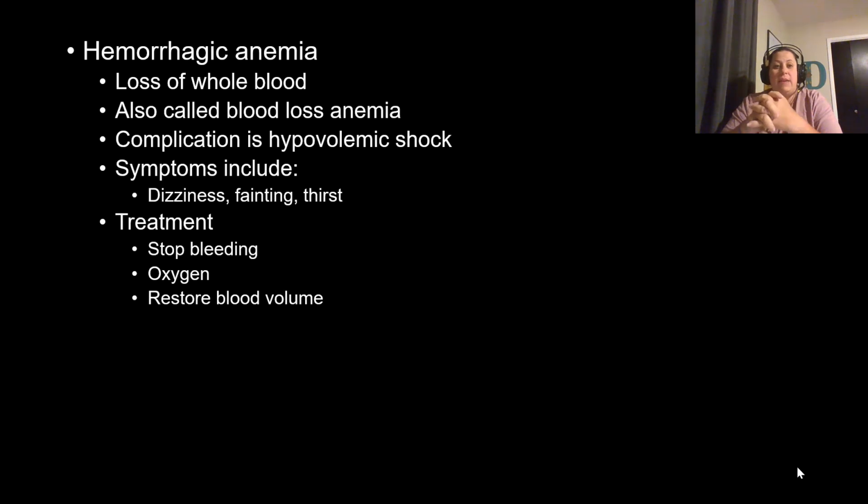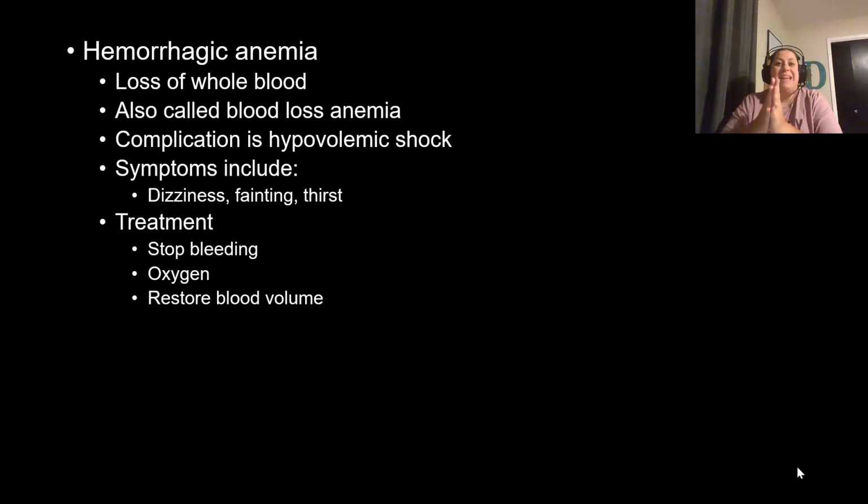Symptoms include dizziness, fainting, and thirst here. And the thirst is the body's way of trying to get more volume in there. It doesn't actually fix the issue, but it is one of those symptoms. Treatment is we've got to stop the bleeding. We want to make sure we're getting them enough oxygen and restore the blood volume.